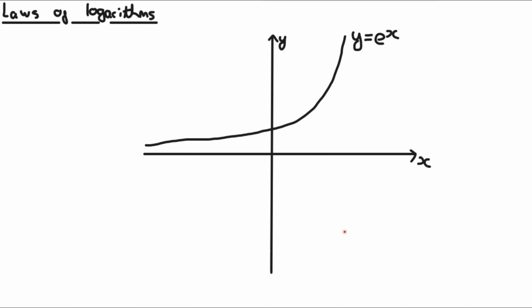So in order to sketch the natural log of x, any inverse is always the same graph, but it's just reflected in the line y is equal to x. So therefore the inverse of y is equal to e to the power of x is going to be a reflection in the line y is equal to x. So it's going to look something like this here.